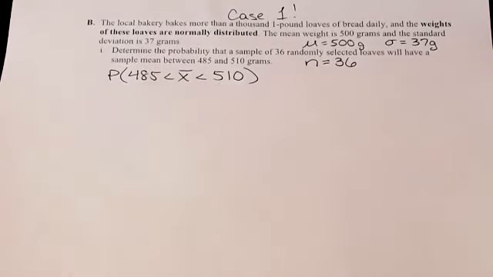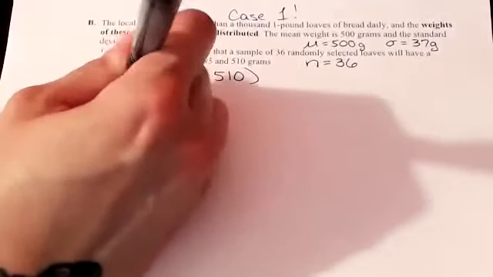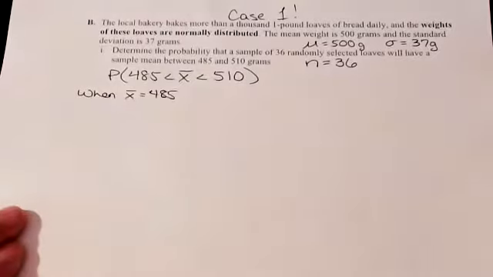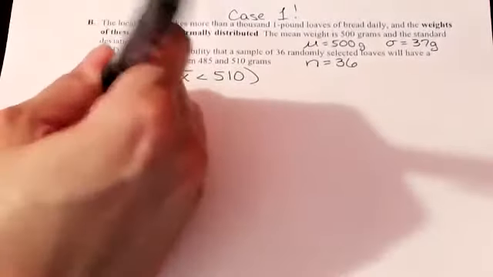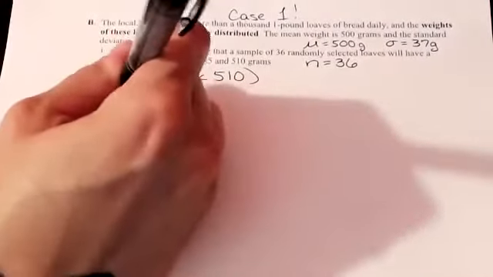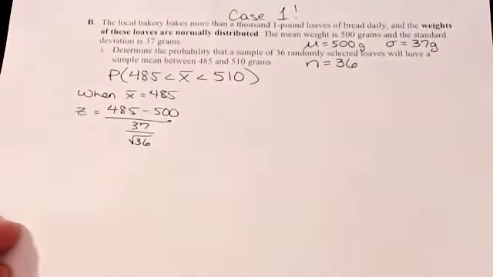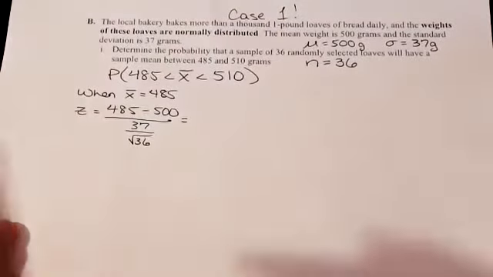We're going to do the exact same process as before. We're going to start by saying, all right, well, when X bar is 485, what the heck is its Z-score? So we have Z is equal to, we're going to write 485 minus the population mean, which is 500, divided by the standard deviation over the square root of n. And n in this case is 36. We're going to go through this process. Notice 485 minus 500 is negative 15.